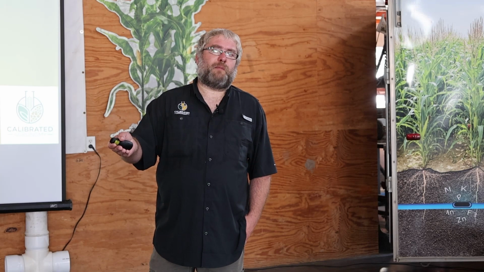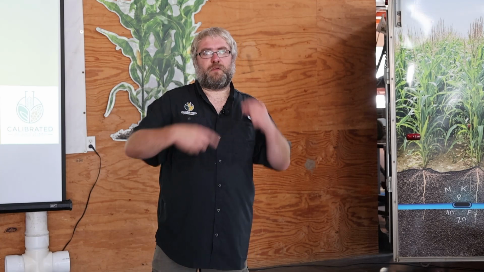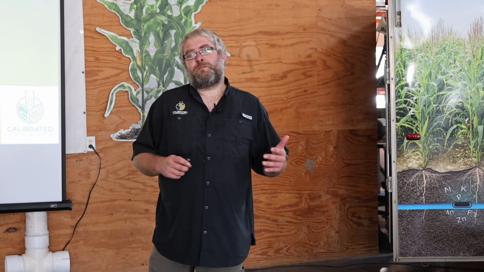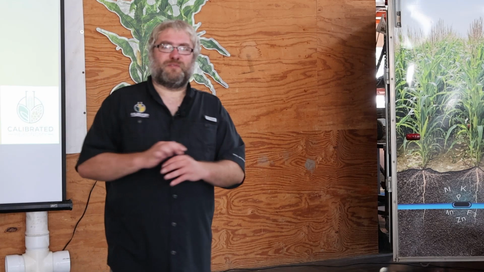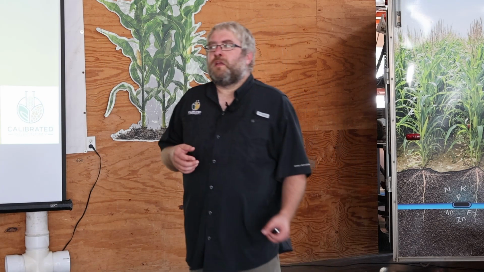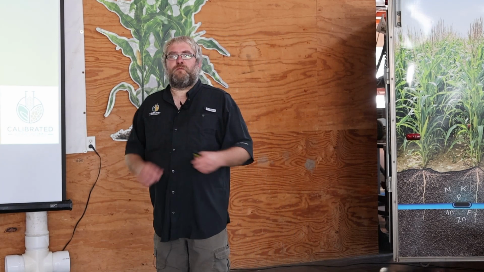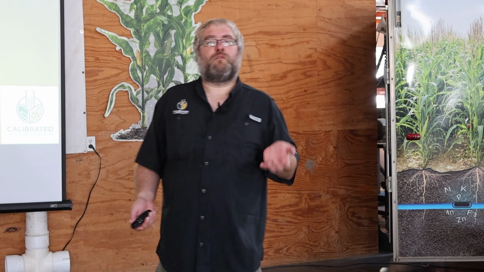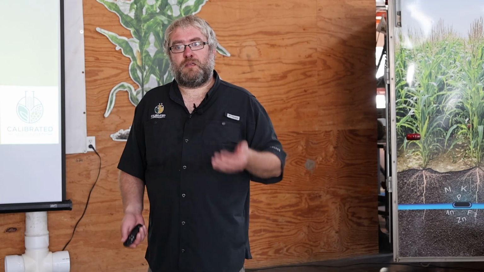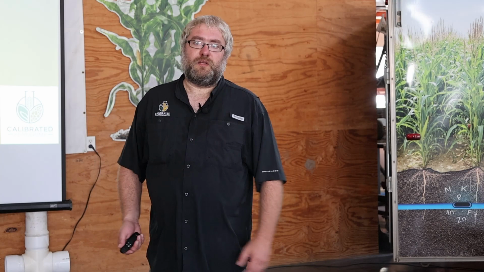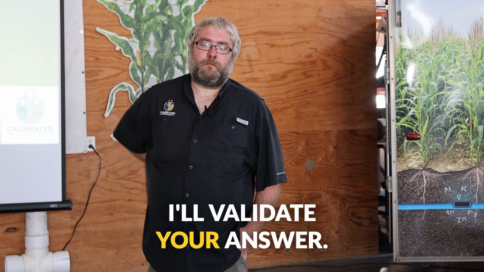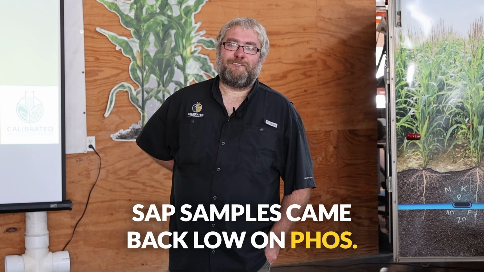What you'll probably see in a situation like that when you go to a rapid soil is it's going to drive your phos out on the rapid soil. Like I showed before, chloride tends to run pretty high in a lot of what we look at, so it'll drive all the phos out. So we need to increase the phos. It may be difficult to drive that chloride out, but if we can get the phos up where it's back in the solution, then we can move the needle. I'll validate your answer. Sap samples came back low on phos. Did they? Yeah. And we can see that in the rapid soil when we do this.